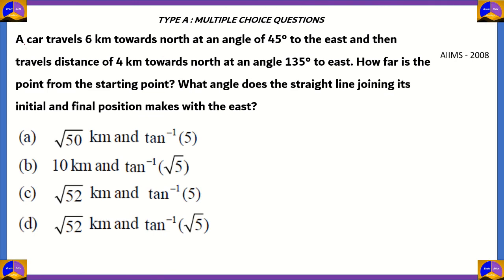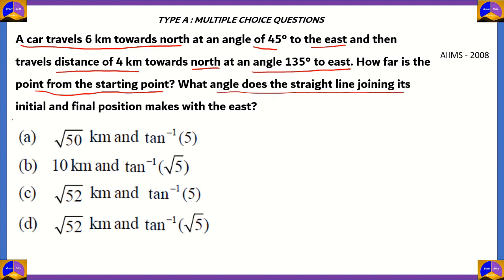Let's look at this question. A car travels 6 kilometers towards north at an angle of 45 degrees to the east, and then travels a distance of 4 kilometers towards the north at an angle of 135 degrees to east. How far is the point from the starting point, and what angle does the straight line joining its initial and final position make with the east?